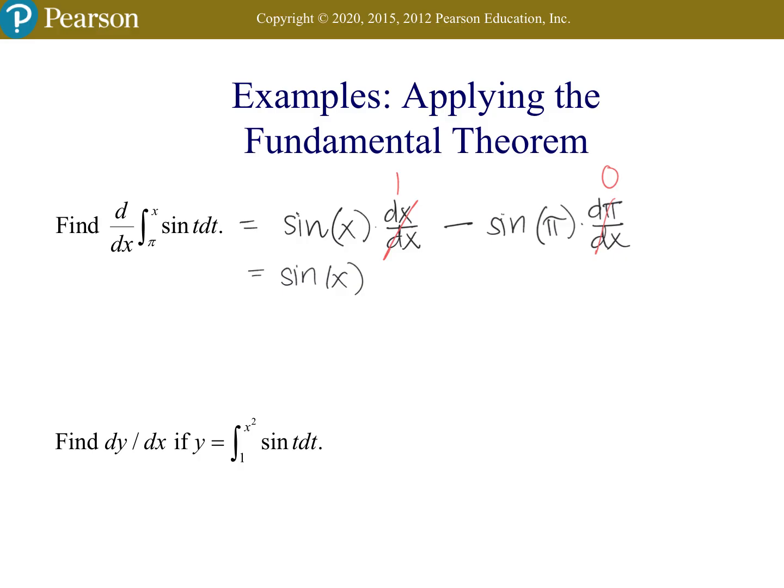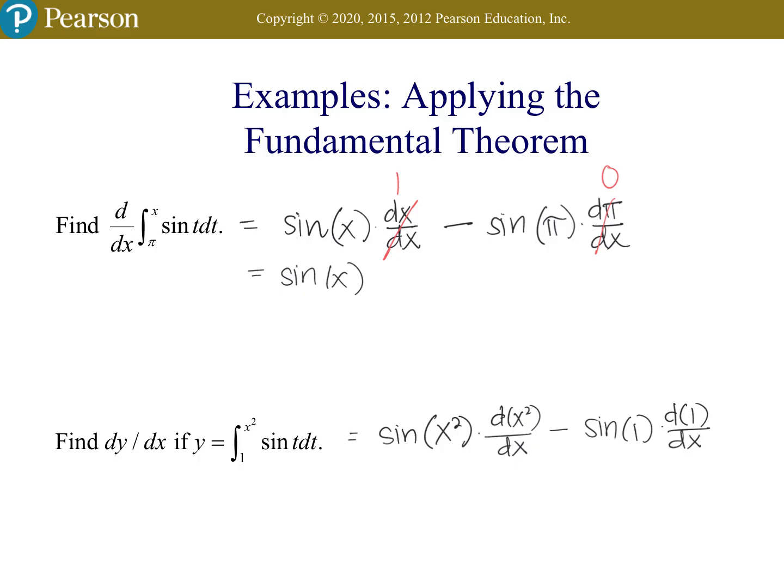All right, the next one. Find the derivative of a function that's defined as the integral from 1 to x squared of sine of t dt. So because I'm finding the derivative of something that's defined as the integral, I'll have sine. What gets plugged in first is the upper bound, times the chain rule on the upper bound with respect to x, minus sine of 1 times the chain rule of 1 with respect to x.